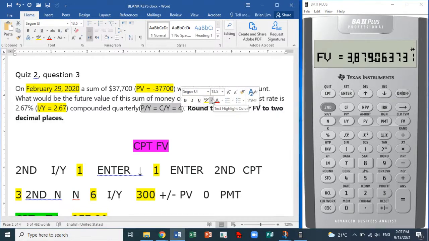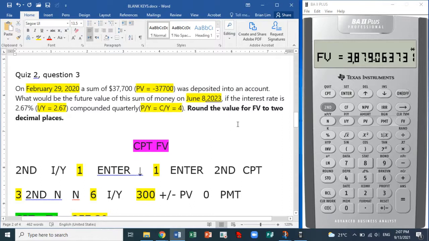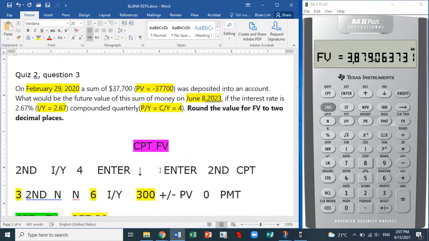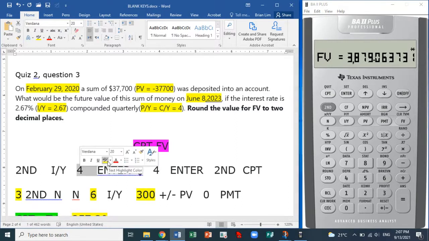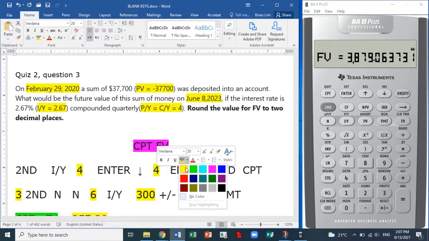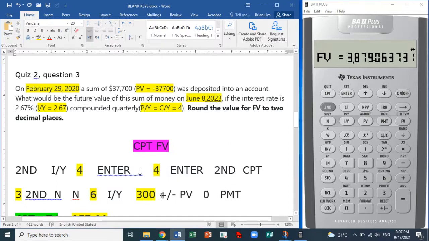So let's go. All right. So how do we do this? Well, we do what we know. This one here will become 4. This here, that is for P/Y, and this is for C/Y. Okay, so 4 and 4, and there we are on our way. Okay, so next, what is in line? Now we have to get at N.